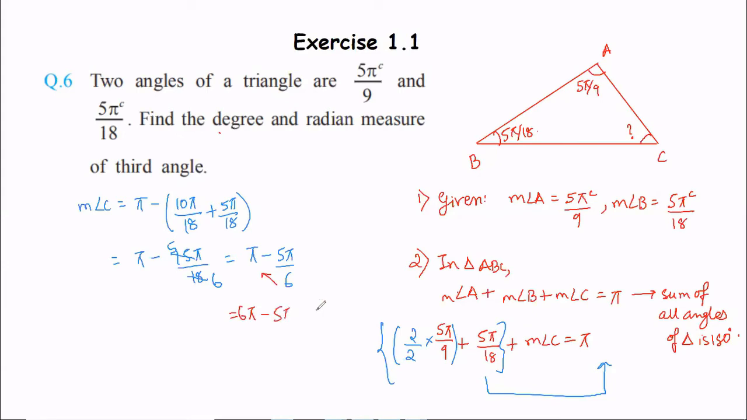So that will be pi by 6 radian. And that's your final answer. So measure angle C is equal to pi by 6 radian. That's the answer in terms of radians. We need to convert this to degrees.